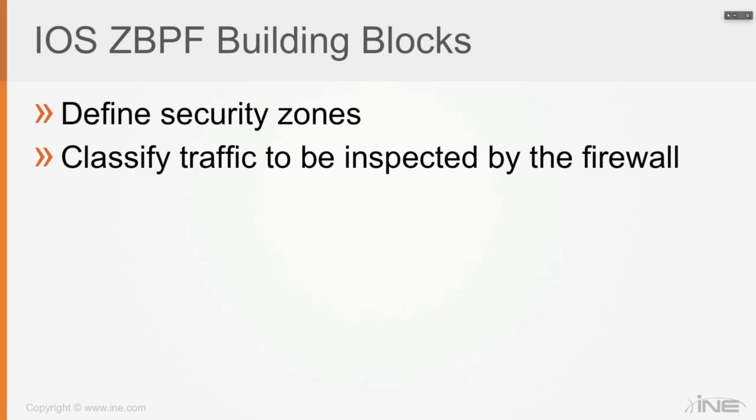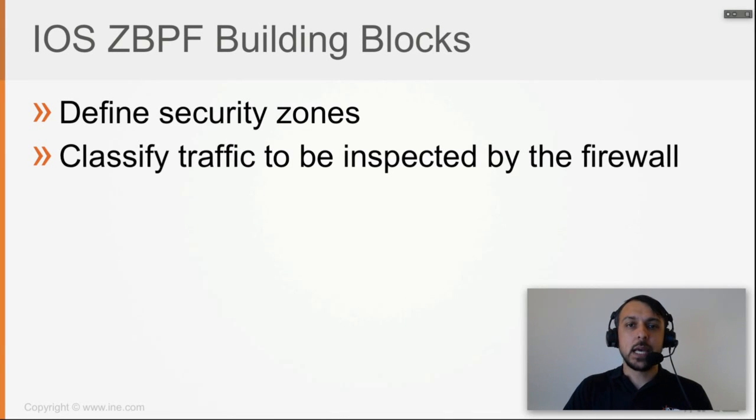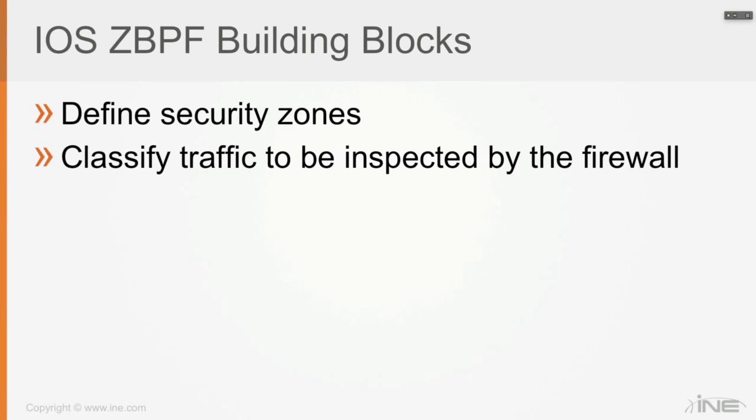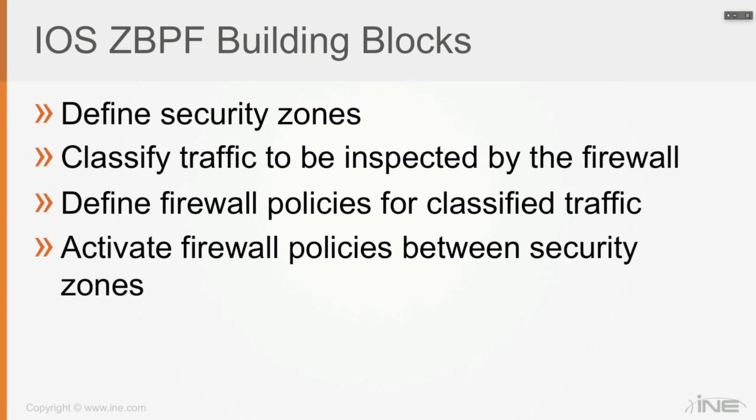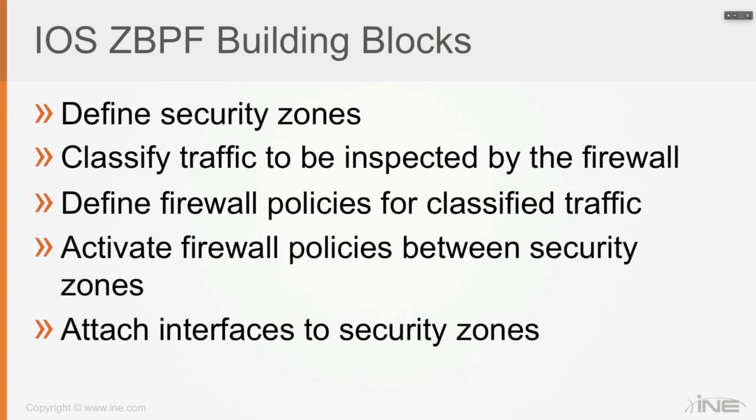Then we have to classify traffic to be inspected by the firewall. So likewise, you're going to say, what traffic do I want to flow from the inside to the DMZ? I'm going to have to classify that traffic. What traffic can flow from the inside to the DMZ, or from the inside to the outside, for example. Then you classify the traffic which you want the firewall to inspect or to control, because it can take other actions. Then once you have matched on the traffic, you define the firewall policies for the classified traffic, which means you tell the router how to control that traffic back and forth. And then of course you enforce the firewall policy between the security zones. And finally, you have to attach the interfaces to security zones.